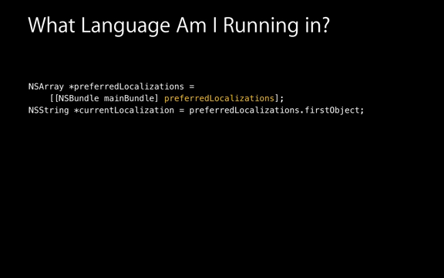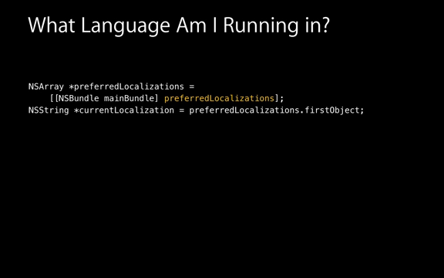So suppose you do need to get some localized information from outside your application's bundle. How do you go about doing that? Well, the first thing you need to know is what language your application is running in right now. That's actually pretty straightforward. You just get your main bundle, you ask it for its preferred localizations, and the first object in that array will be the language code for the language your application is using right now.